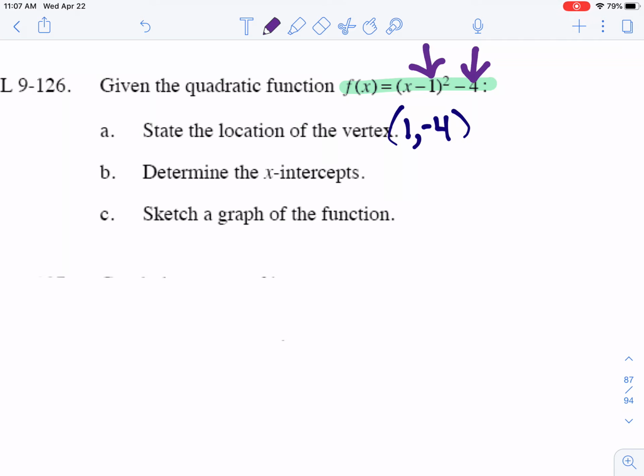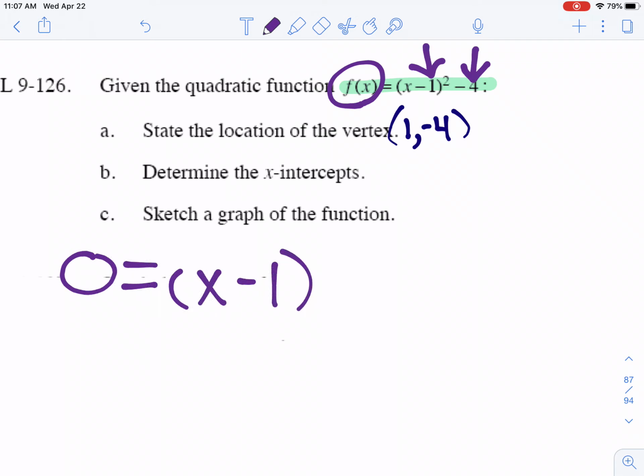When you go to determine the x-intercepts, that's when your y value of your equation is going to be 0. So your y value is your f of x. So 0 equals (x minus 1) squared minus 4. So you're going to eventually factor this to find your zeros, to find your x-intercepts. But I need to expand this first.